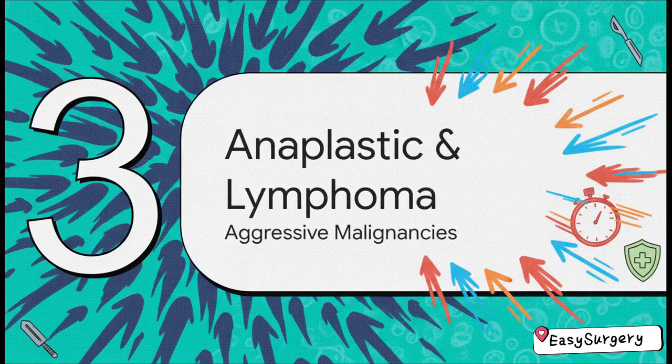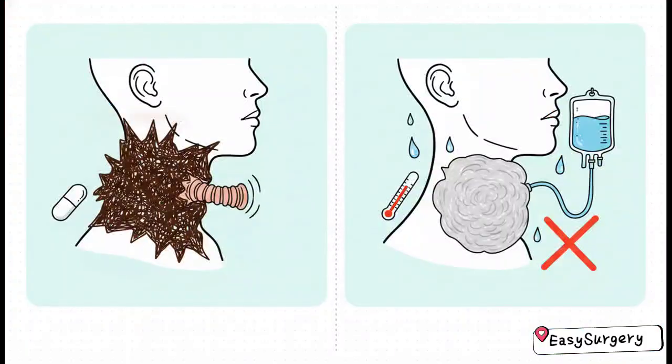Okay, plunging straight into Section 3, anaplastic carcinoma and lymphoma. We are talking about aggressive malignancies now. These are the rarest, most aggressive forms of thyroid cancer, where rapid intervention is absolutely paramount. Both of these are going to present as rapidly enlarging neck masses, but their clinical paths couldn't be more different.